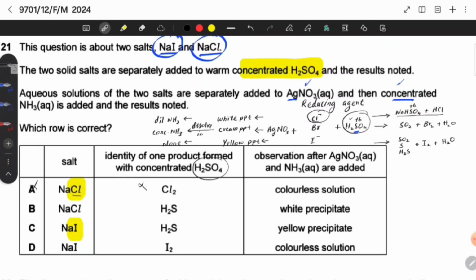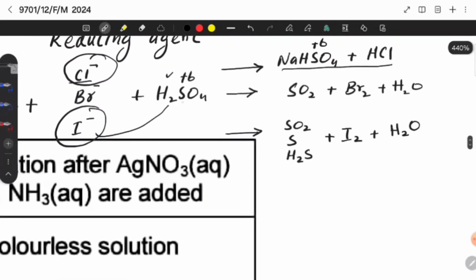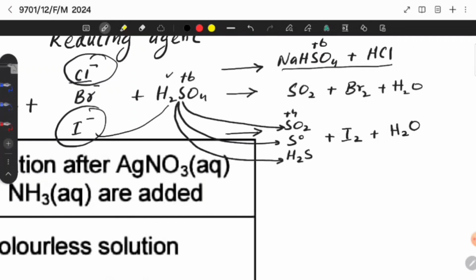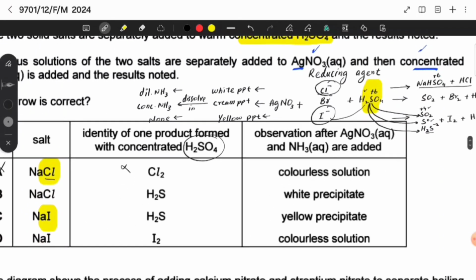Then if you add iodide into sulfuric acid, iodide being a very strong reducing agent can reduce sulfur into sulfur dioxide, which has a +4 charge, or sulfur, which has no charge, or hydrogen sulfide, which has a -2 charge. It means that the oxidation number of sulfur is changed from +6 to +4. It means that it is reduced. The oxidation number is decreasing. It means that it is reduced from +6 to sulfur 0 and -2. So these all are giving us information that iodide ion is reducing sulfur of sulfuric acid into these ions.